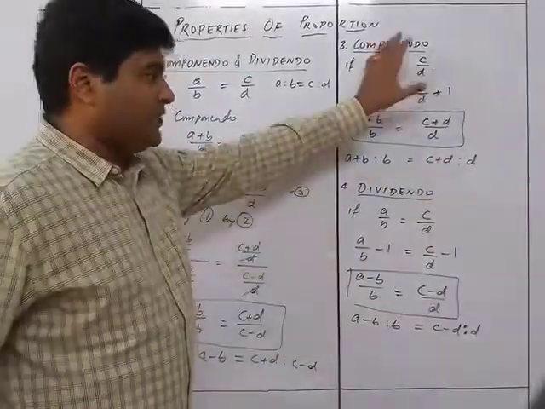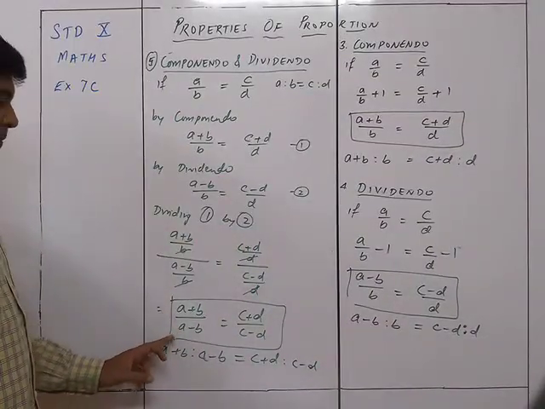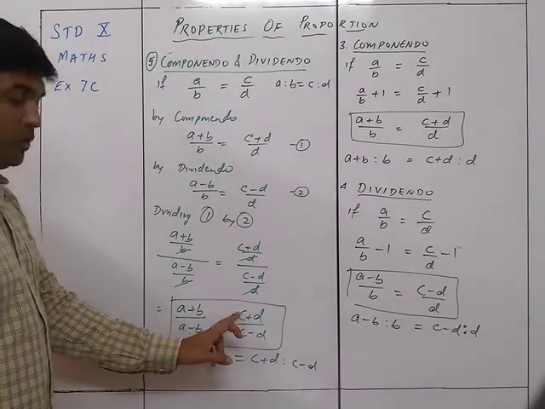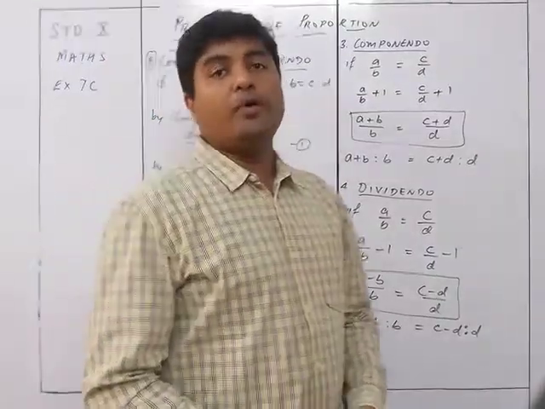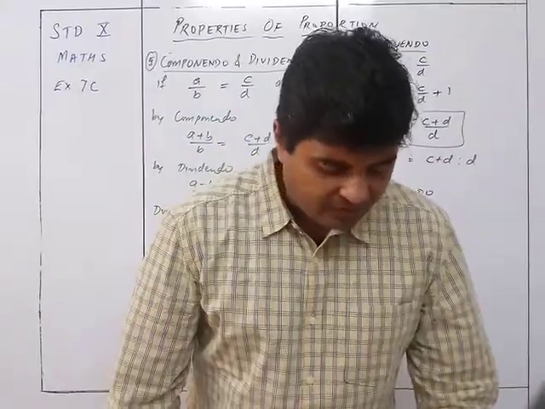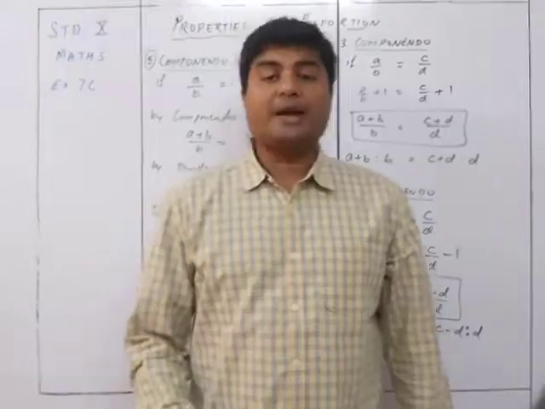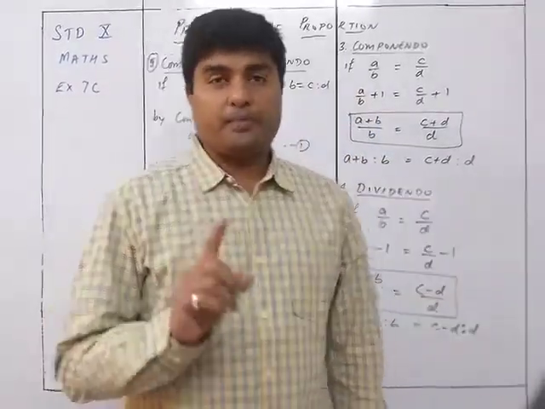Combining these two, that is dividing 1 by 2, we get numerator plus denominator upon numerator minus denominator is numerator plus denominator upon numerator minus denominator. This was nothing but componendo and dividendo combined. So there are the 5 different kinds of properties of the proportion.